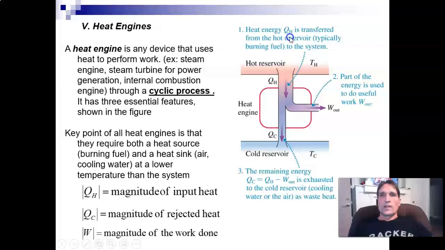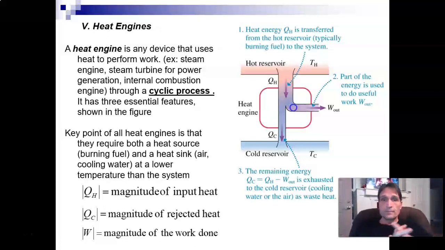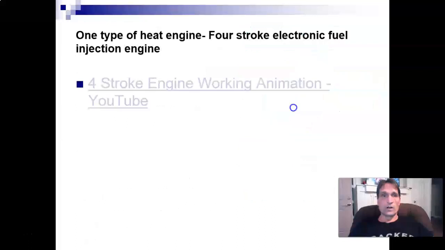The heat energy is typically from a burning fuel. Some of it is used to do work, and the rest of it is waste heat. That's the general process of a heat engine. We use heat, and we convert some of it into work. That work can be used to generate electricity, or it can be used to turn the wheels of a car and move the car. So let's look at the video here.